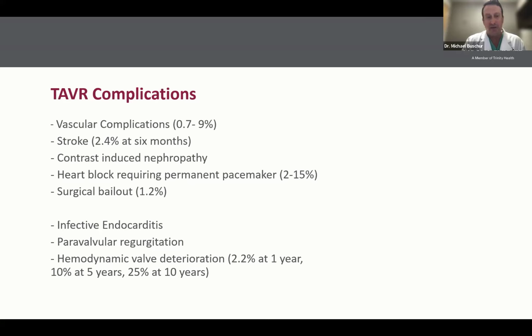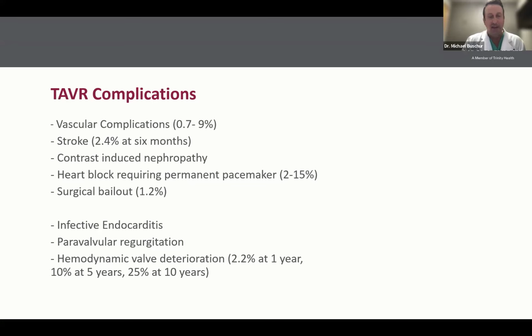Vascular complications used to be much higher up on the list, but now when we do a CAT scan, we can actually take measurements of the arteries in the leg so we can make sure that they're healthy enough to undergo a TAVR procedure. That being said, there's still a chance that there can be a small tear or an injury to the artery. Stroke on average is about 2.4%, which is significantly lower than what surgical aortic valve replacement stroke risk is. That's also been lower with the newer iteration of the valves that we use.